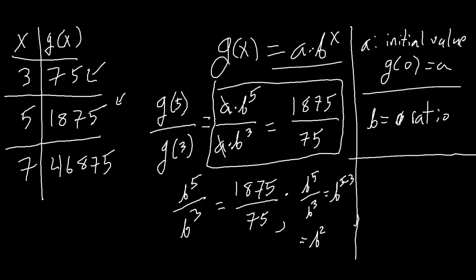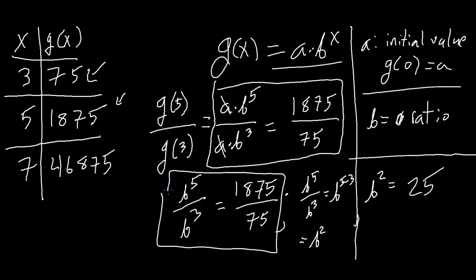So let me make some room here to write that out. We know that the left-hand side of this equation is b squared. And what's the right-hand side? Let's see if 1,875 is divisible by 75. It is. It equals 25, okay? So we've simplified this equation to b squared equals 25.